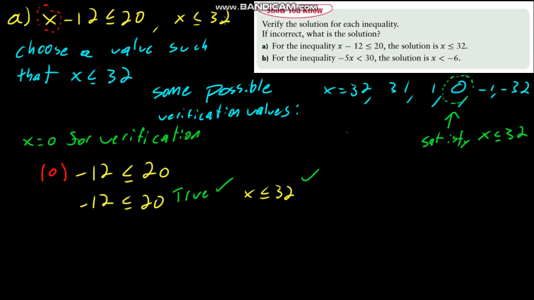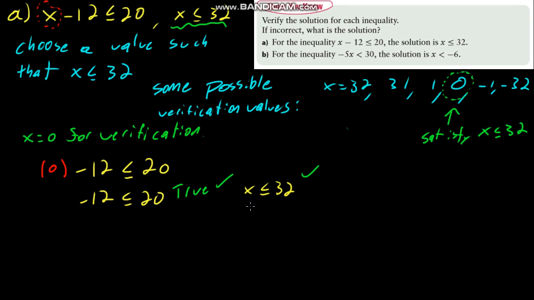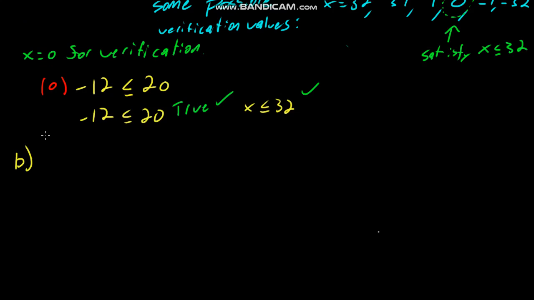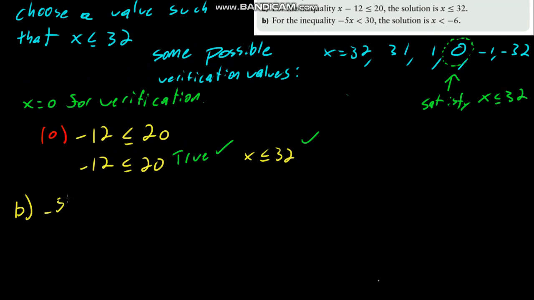But for us right now, if we have an answer or are given a potential solution, like x is less than or equal to 32, then we can take that for granted and use that. Let's go ahead and do our b value here. So for B, I'm going to just copy down the inequality really quickly.